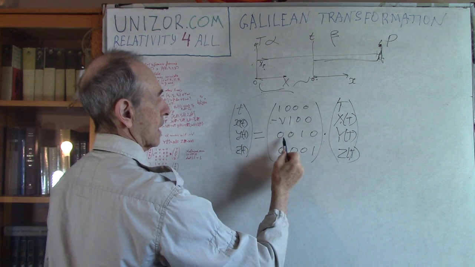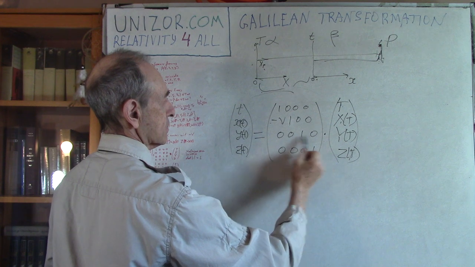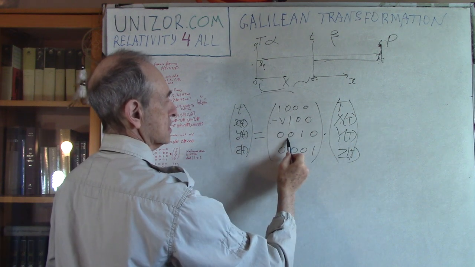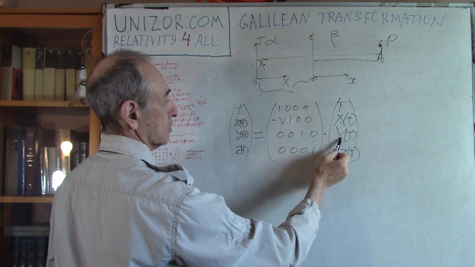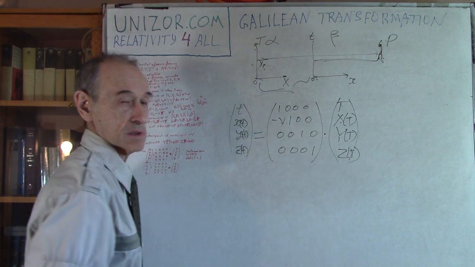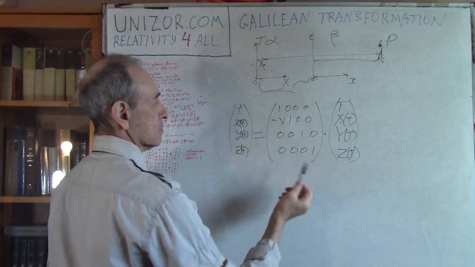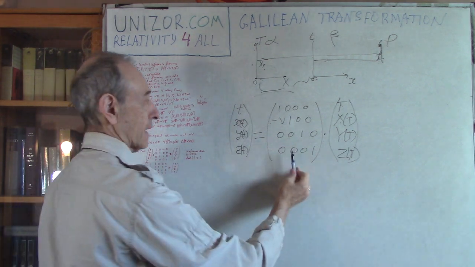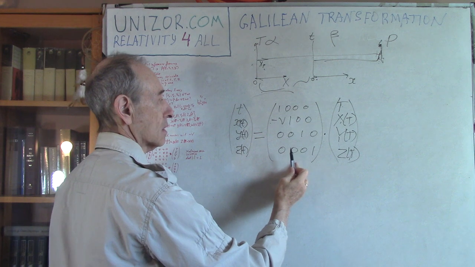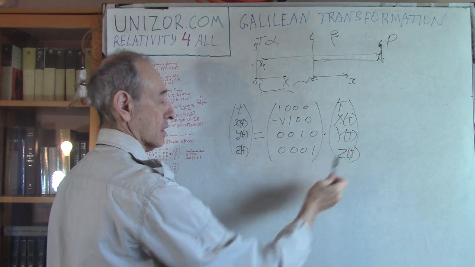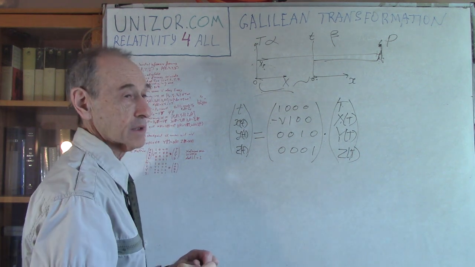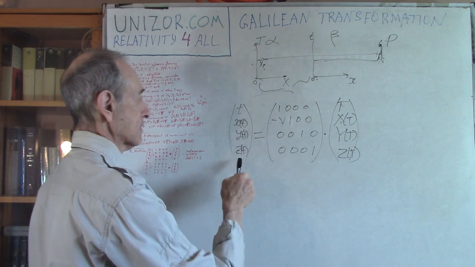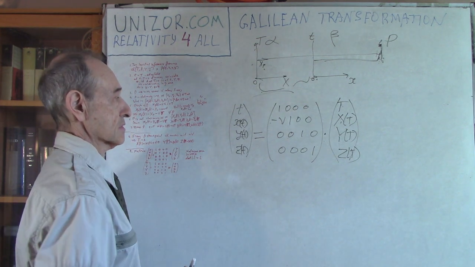Y times this, so this times this, lowercase y would be 0 times t, 0 times x, and only y will be here, and z will be 0. And same thing with the last. So this is exactly the correct product of the matrix of transformation by the vector of coordinates in one reference frame, and that gives me coordinates in another reference frame.